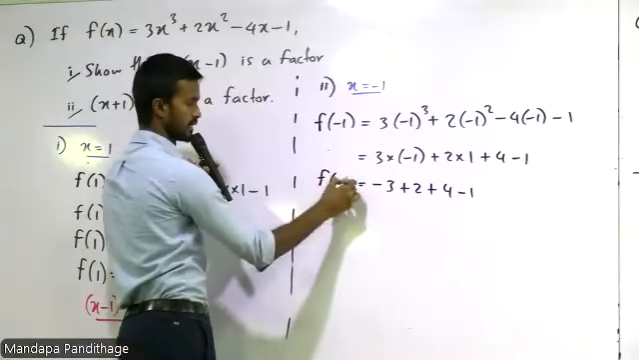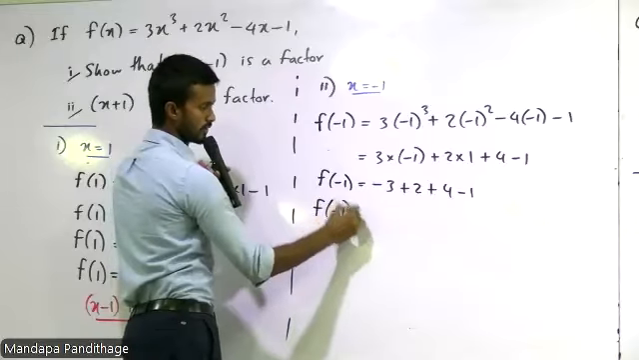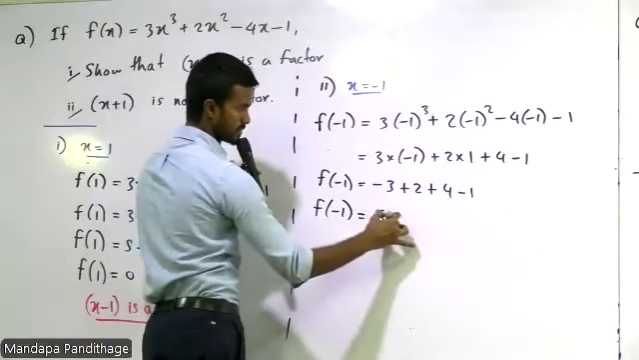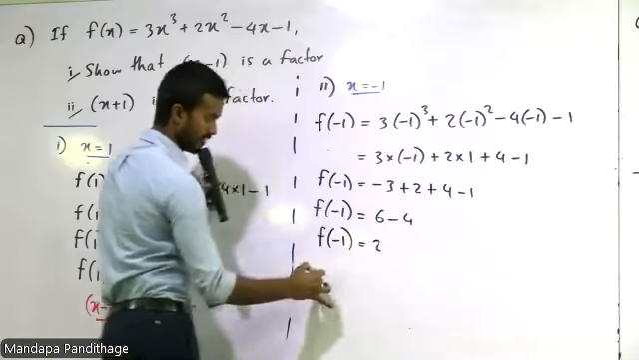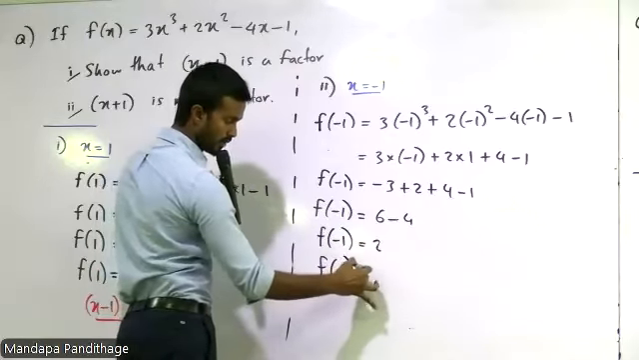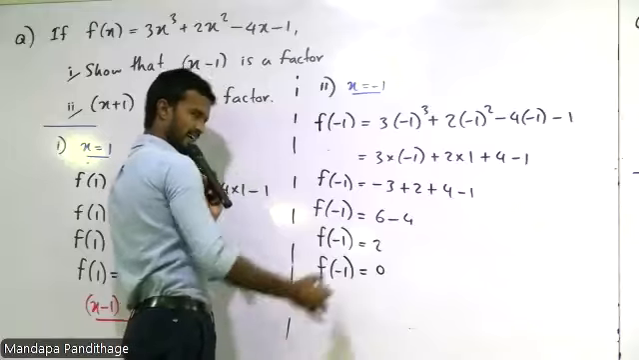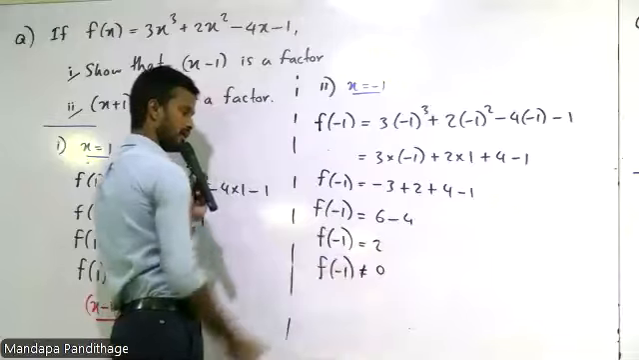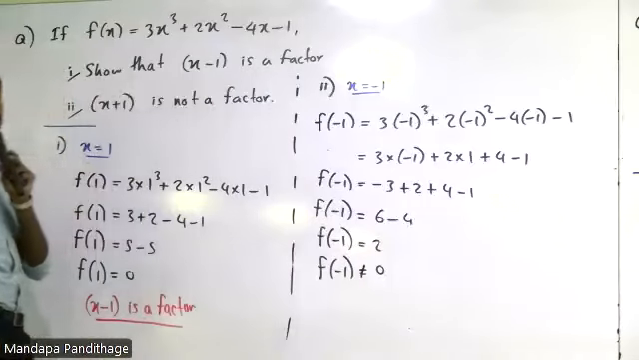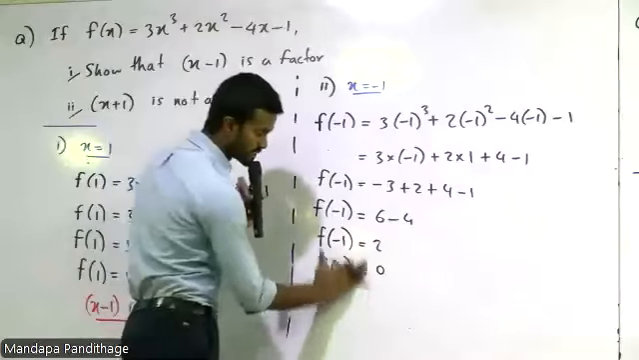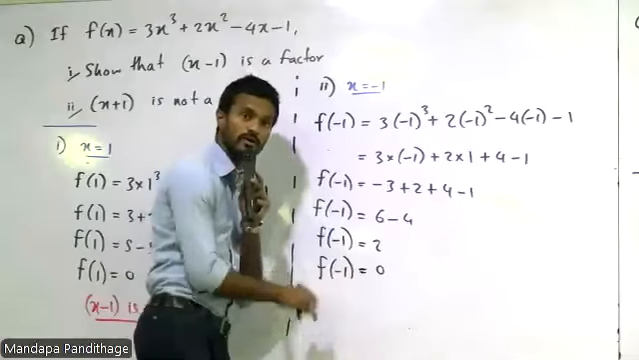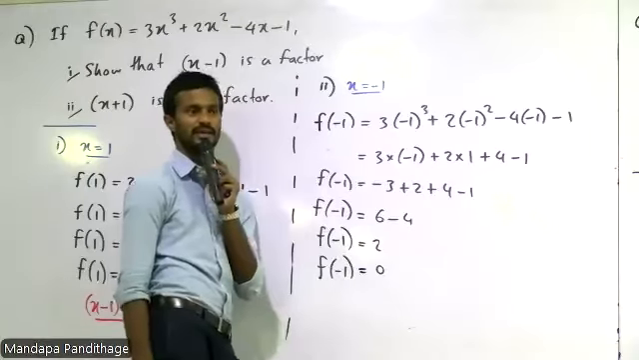What's the answer that you are getting? The answer is 6 minus 4, which is 2. So it's not equal to 0. To show that something is a factor, you show that this is equal to 0. To show that it is not a factor, you show that it is not equal to 0.